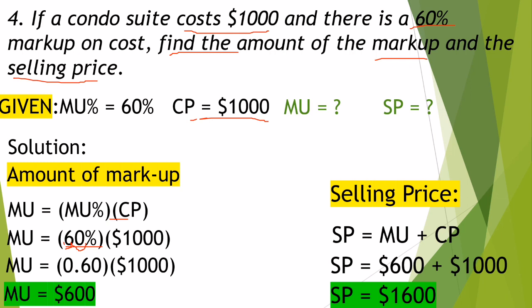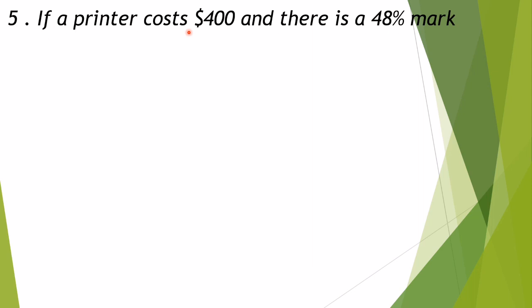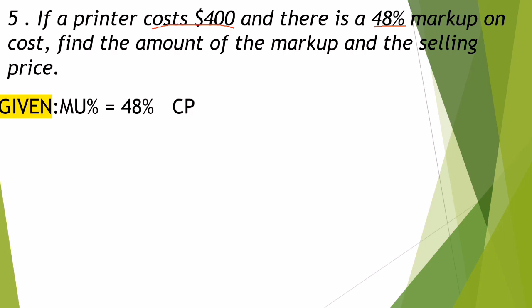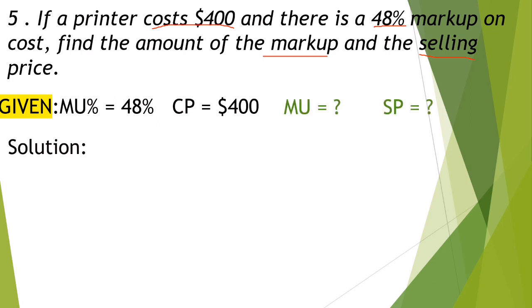Okay, next, last but not the least, example number 5. If a printer costs $400 and there is a 48% markup on cost, find the amount of the markup and the selling price. Again, first of all, we're going to find the given. So we have here the cost price, which is $400, and markup percentage, which is 48%. And we're looking for our markup and selling price, or the amount. So we have MU and SP.